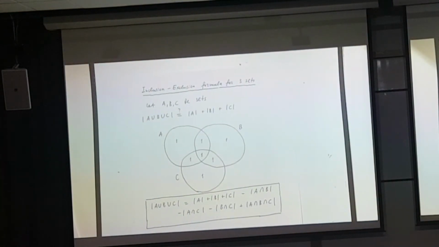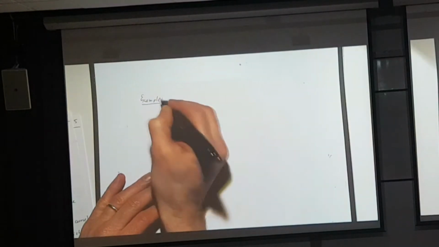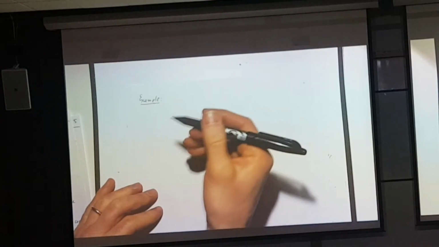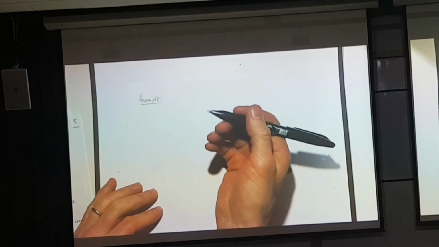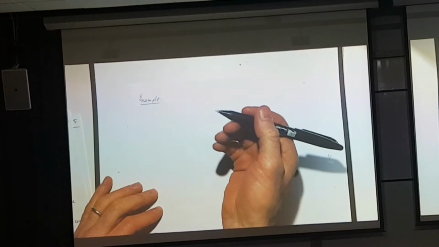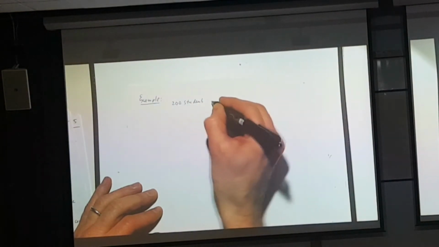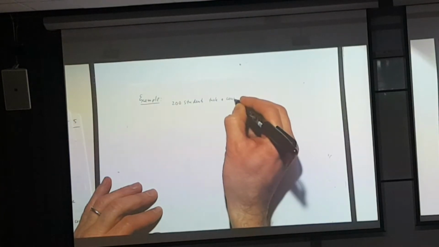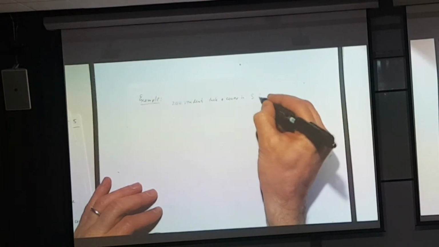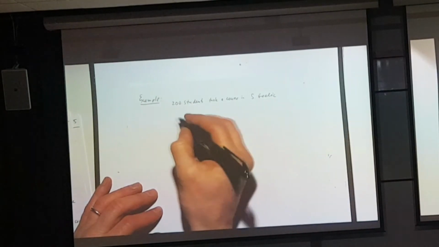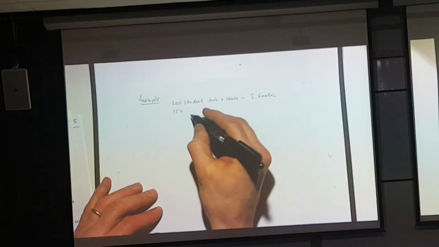Okay, let's see how this formula can be applied to counting problems. I'll start with the following example, which contains some data. It's known that a total of 200 students took a course in Scottish Gaelic. 150 students took a course in Irish.